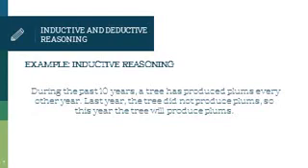So yung naging first part natin dyan is examples. Sabi, during the past 10 years, a tree has produced plums every other year. Tapos, last year, the tree did not produce plums. So, this year, the tree will produce plums. Sabi nga sa inductive reasoning, it starts with the examples para makakuha tayo ng conclusion.